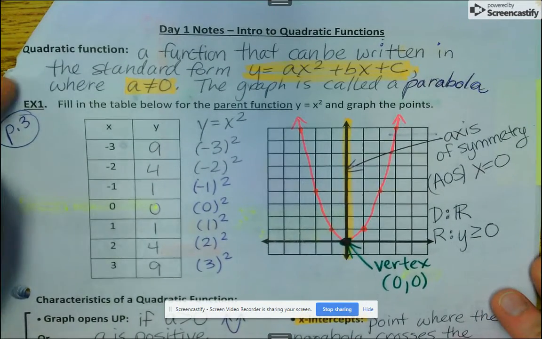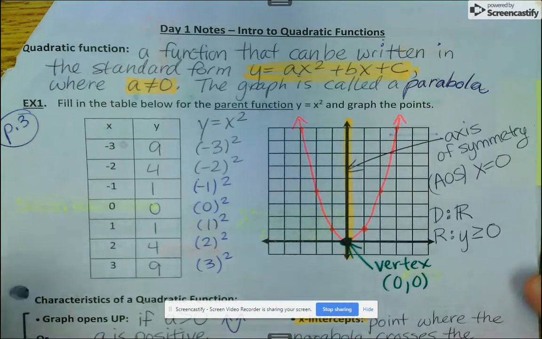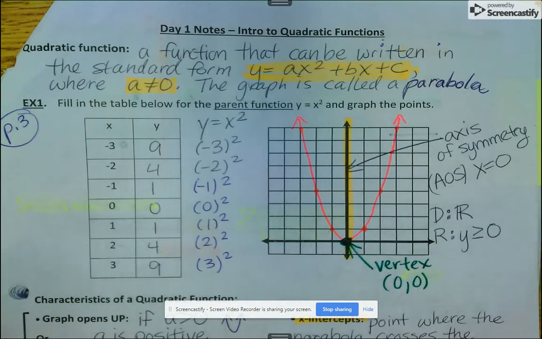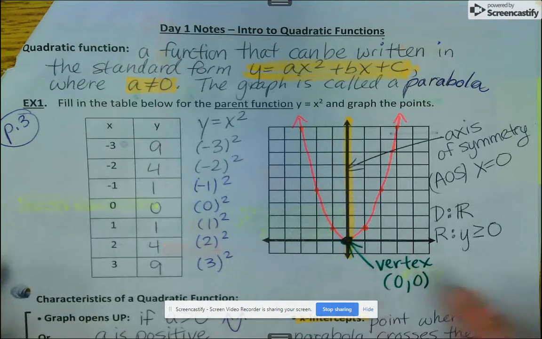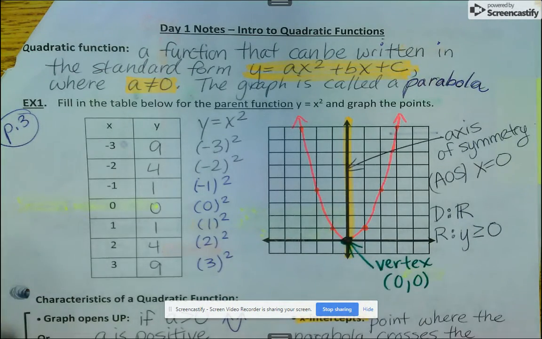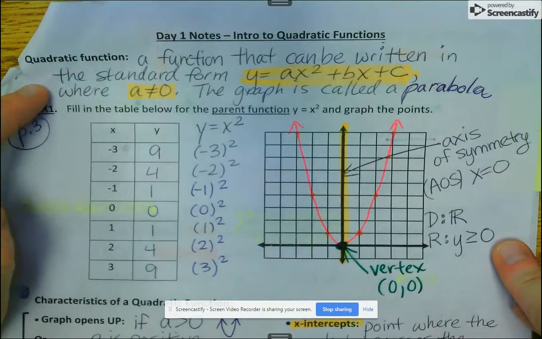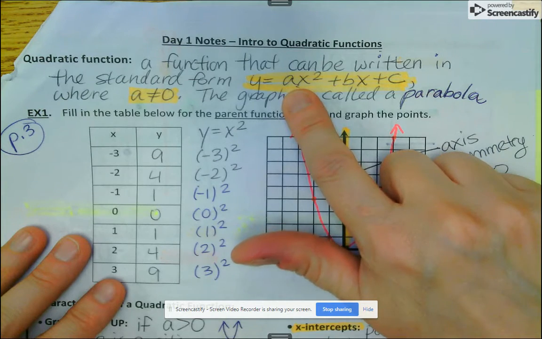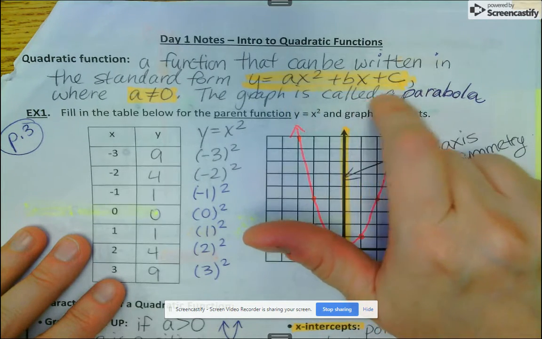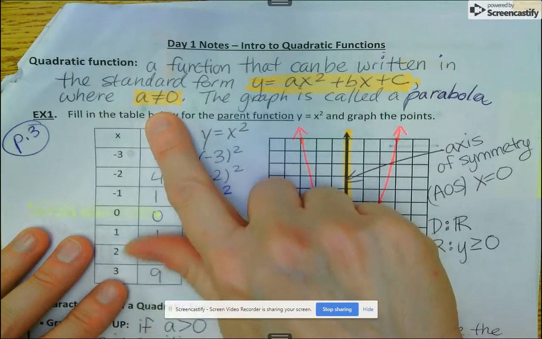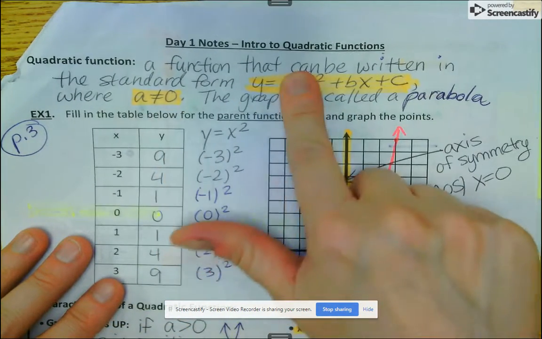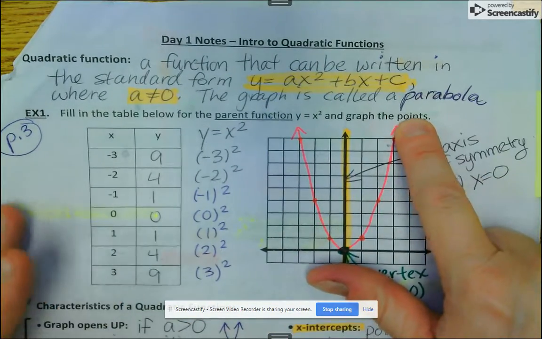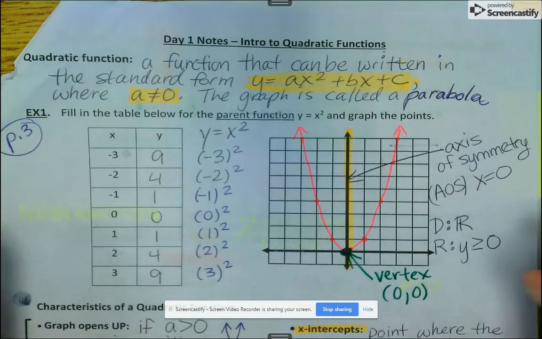So on the first day, we went over the characteristics of a quadratic. As we've gone through, we've learned different things about the quadratic, and we've been applying all of this. So first off, a quadratic function in standard form can be written ax squared plus bx plus c, where a cannot equal 0. If a equals 0, then you have a linear function because this would go away and you would just have bx plus c. The graph is called a parabola. It looks like this. It's kind of a U shape.